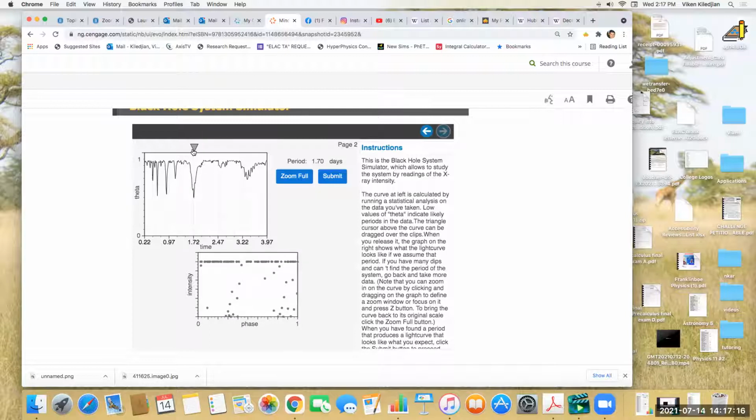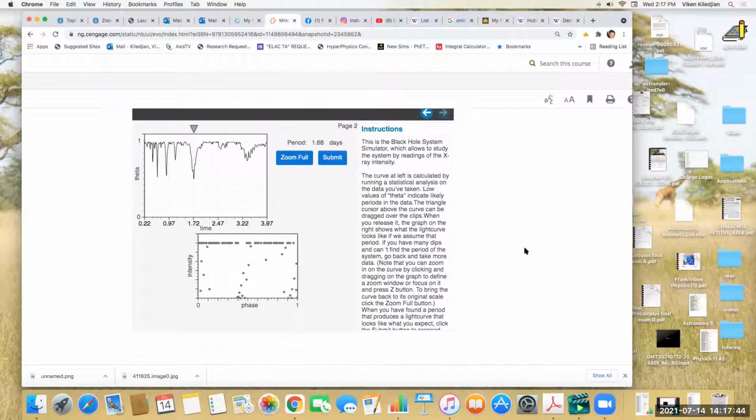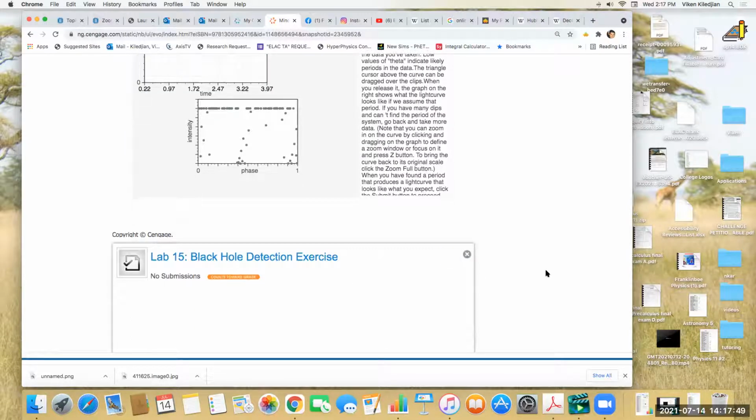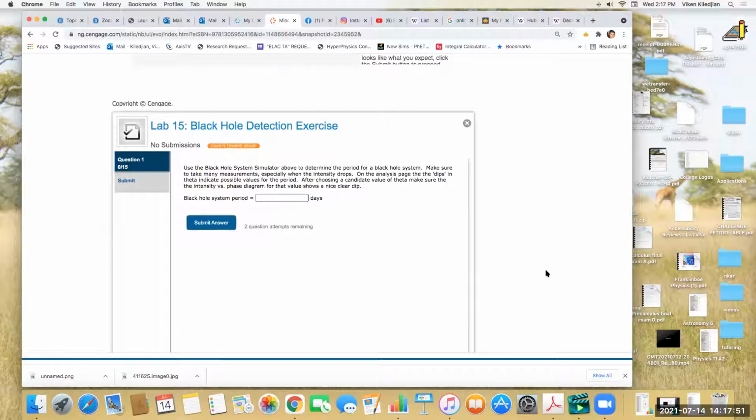Period is 1.7 days. Well, I would like to measure the distance between one dip to another dip. So basically, I want to know intensity drops. Okay, let's just see here. Okay, let's go down to the actual exercise. Oh, there's just one question.